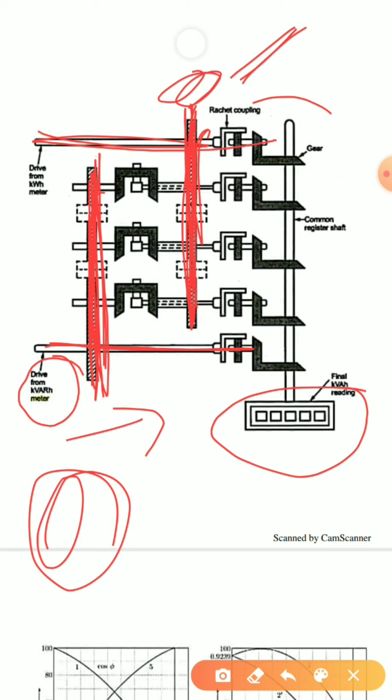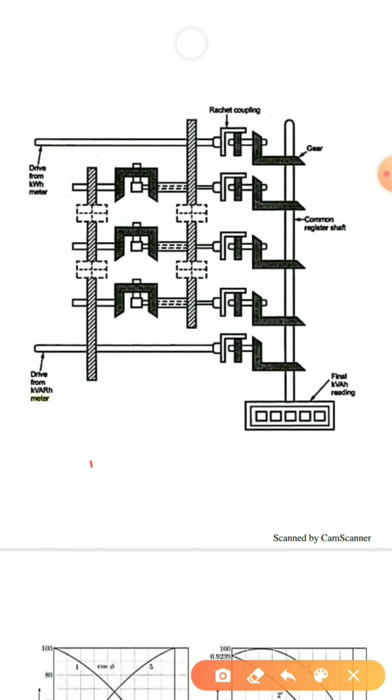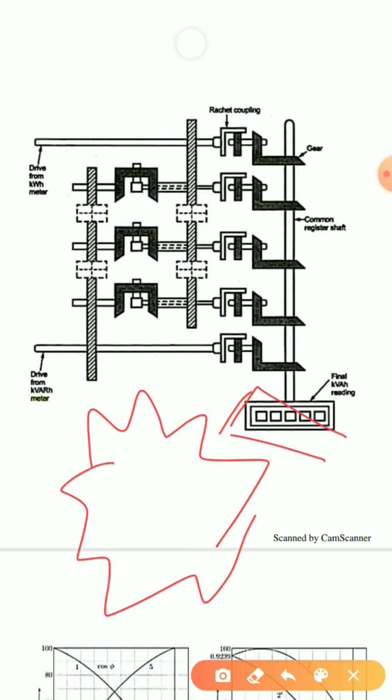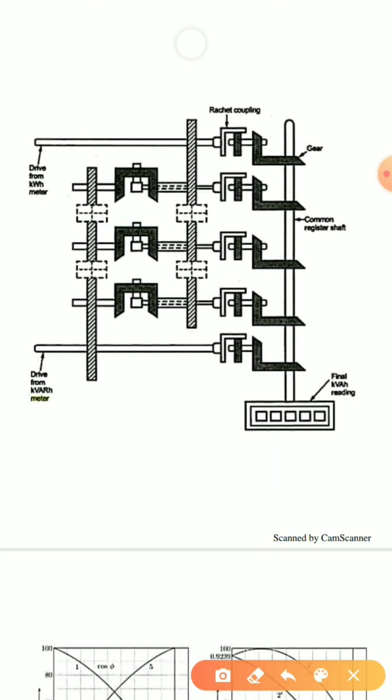Now some ratchet coupling arrangement is done. A ratchet coupling is nothing but, for example, some gear is connected, and to this gear some stop mechanism is given. What will happen is, my gear can move in the forward direction, but it cannot come back in the reverse direction. So some ratchet coupling is used, and we can see that 5 gear arrangements are there: 1, 2, 3, 4, 5.